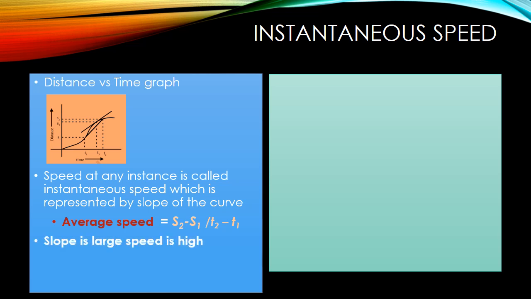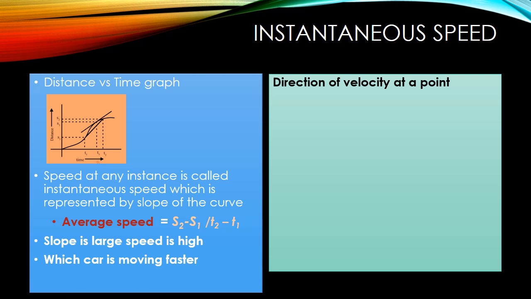Then the slope. What is the slope? The tangent drawn at that point will give you the slope. If the slope is more, then it is going with a larger speed.